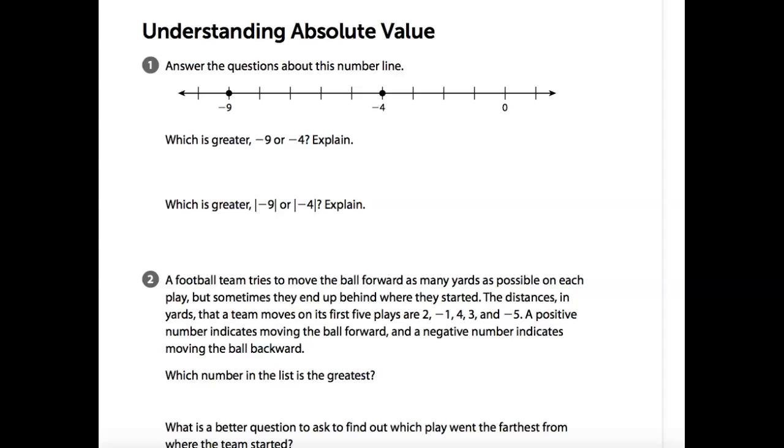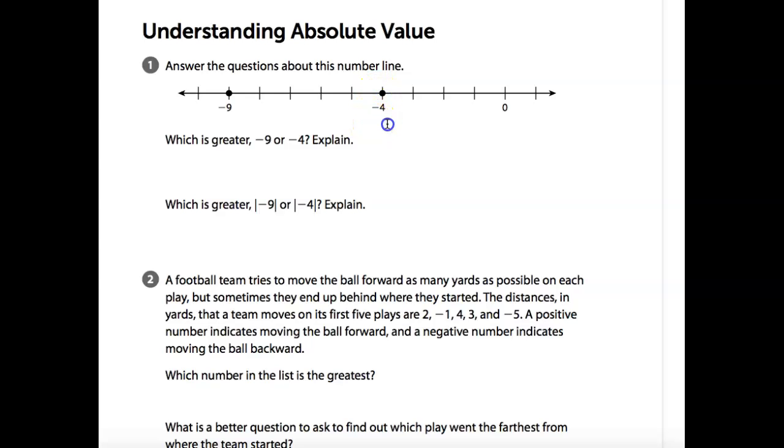Today we're going to start with Understanding Integers, pages 21 and 22. Okay, so let's take a look at this number line. And we are looking here at 0. So all the numbers to the left of 0 are negative. And it says here, which is greater, -9 or -4? So remember, anything going right is greater than anything going left. So -9 is here, -4 is here.